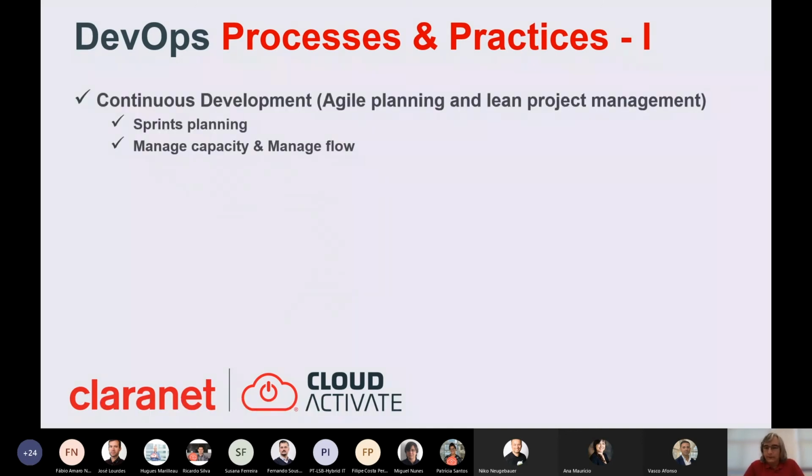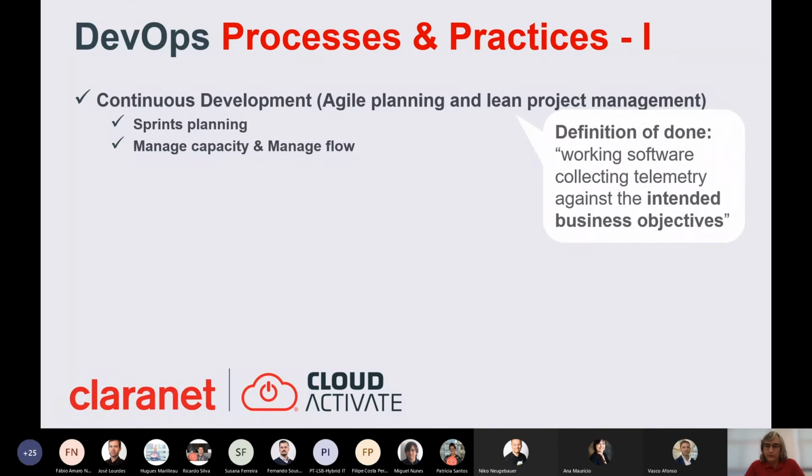With continuous development, we adopt agile planning and isolating work into smaller batches called sprints, and by managing the team's capacity and managing the flow, therefore helping teams quickly adapt to changing business needs. One interesting feature of agile planning is the definition of done, which in the context of DevOps is working software collecting telemetry against the intended business objectives. Please note that the easily forgotten part of business objectives.